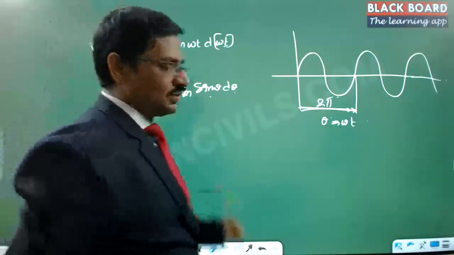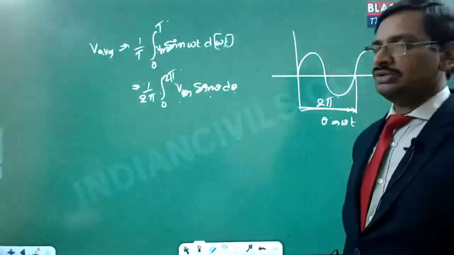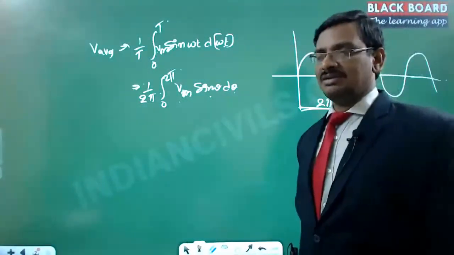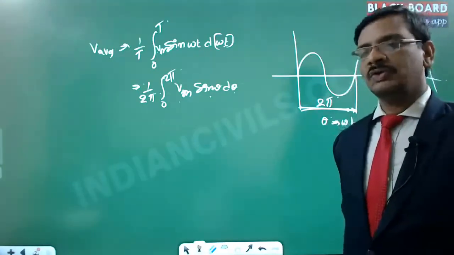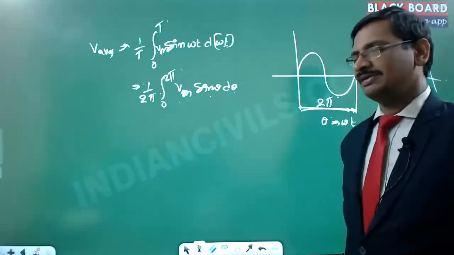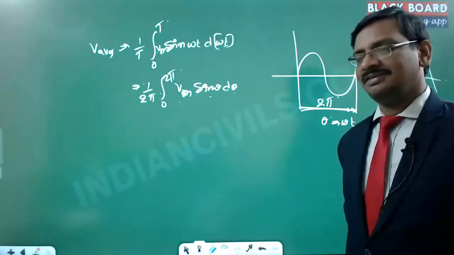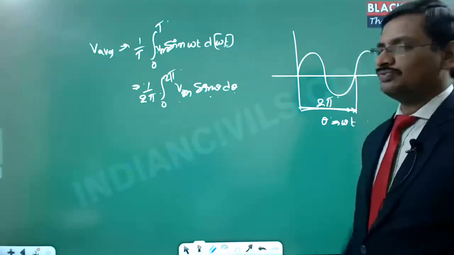So what is the average value? Calculate this and tell me. 1 by 2 pi integral 0 to 2 pi Vm sin theta d theta. What is this value? Did you calculate and get the answer 2 Vm by pi? Did you calculate it? No, it is 0.